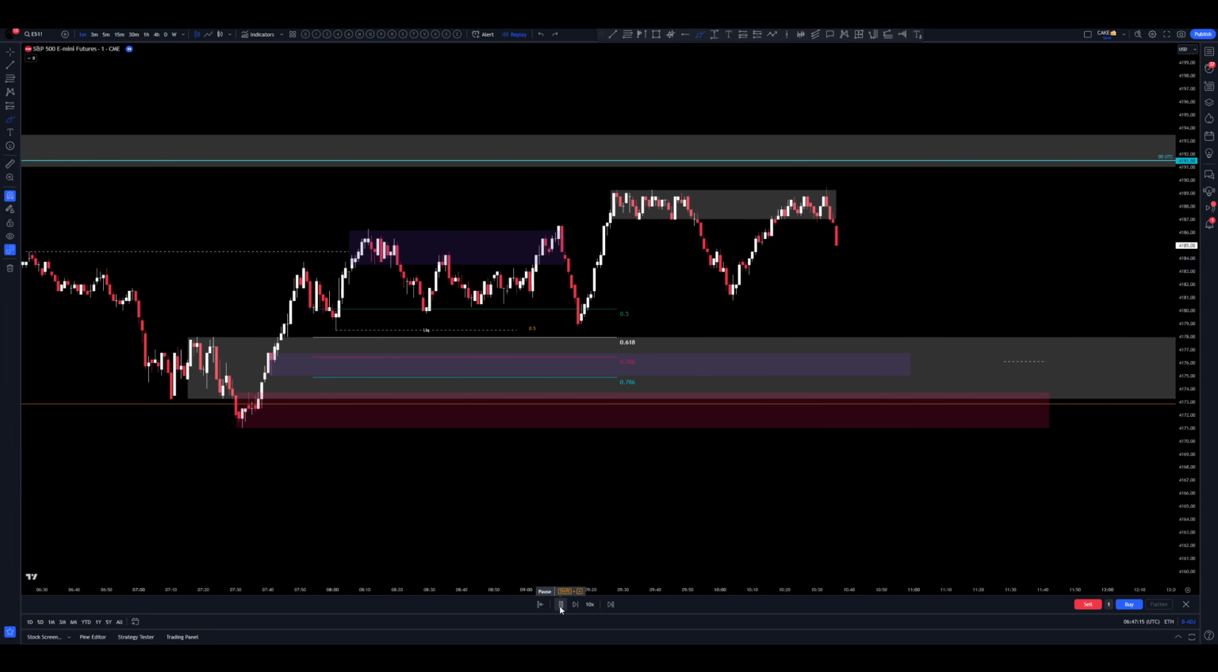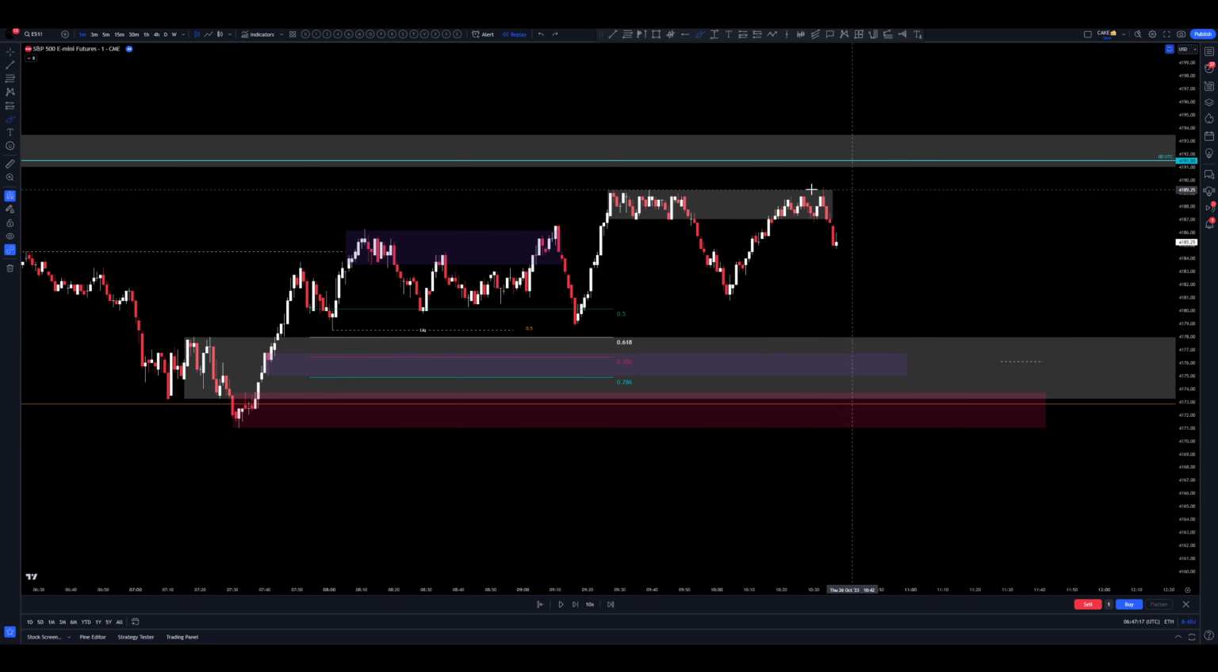So play it on. What happened there? You get that liquidity grab, right? You get the liquidity grab, then you break this internal structure here. That low there, that was the low that broke the previous high, okay?